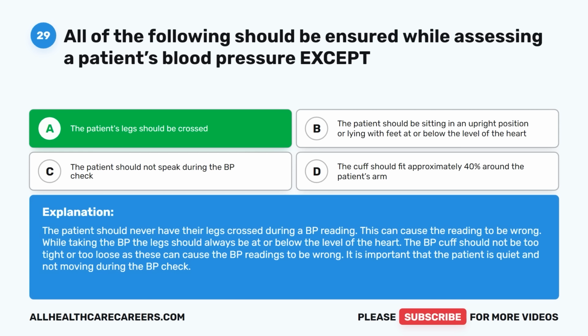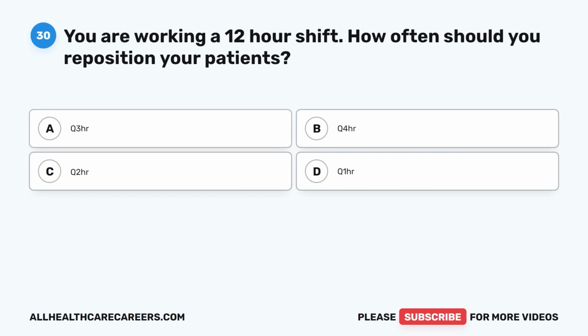While taking the BP, the legs should always be at or below the level of the heart. The BP cuff should not be too tight or too loose, as these can cause the BP readings to be wrong. It is important that the patient is quiet and not moving during the BP check.